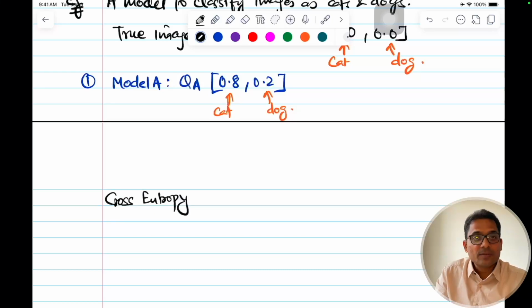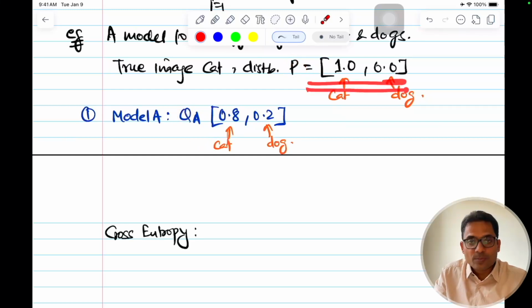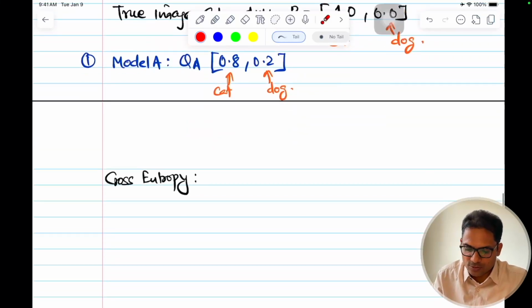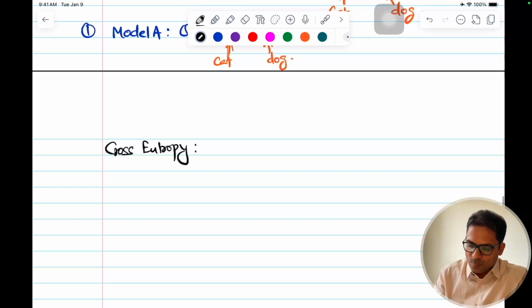What will be my cross entropy for this? So this is my actual P, and this is my model Q's prediction. This is the actual prediction, and this is my model Q's prediction. So let's see what the cross entropy is. This is the actual entropy, this is the predicted entropy, and let's see what the cross entropy is, actual versus predicted. So how will we write it?